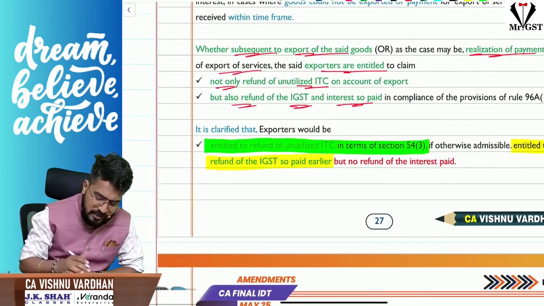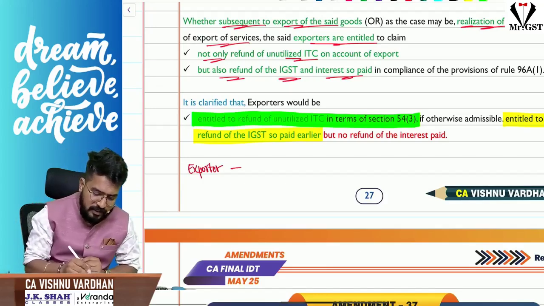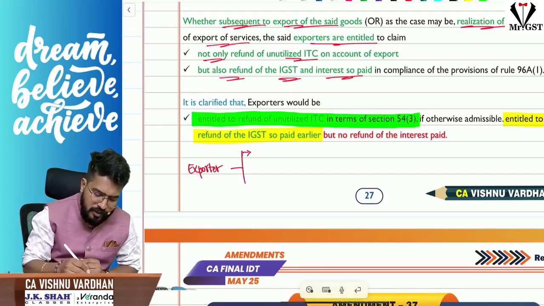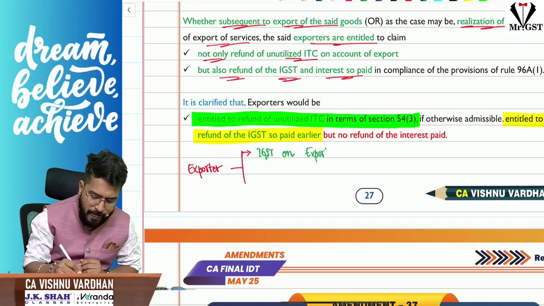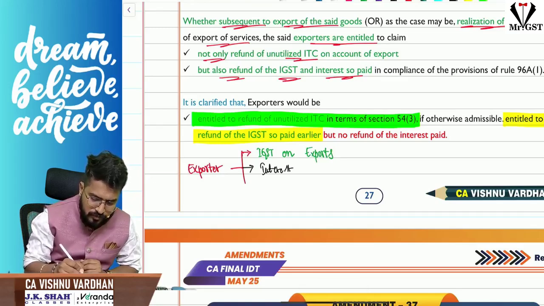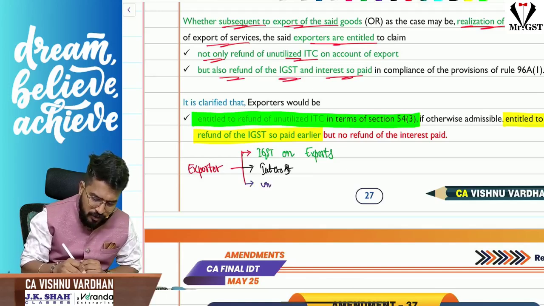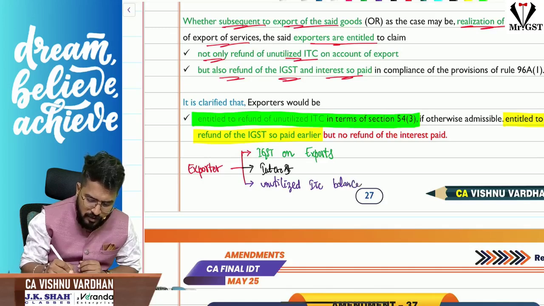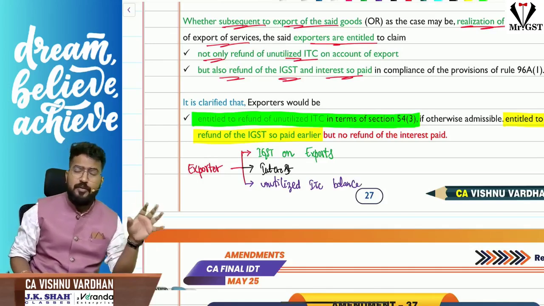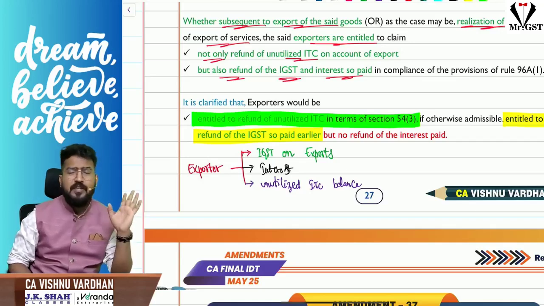So simple here, please understand, the exporter violated the condition. Because he violated the condition, he has paid IGST on exports. On that he has paid interest also. And one more thing here, there is unutilized ITC balance. Here what we are saying now, because you have violated the conditions, we made you pay the IGST amount on the exports. On the invoice you are supposed to pay. Because you have not exported the goods, you have raised the invoice, you pay the IGST.